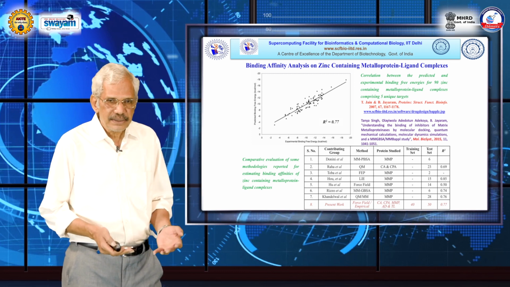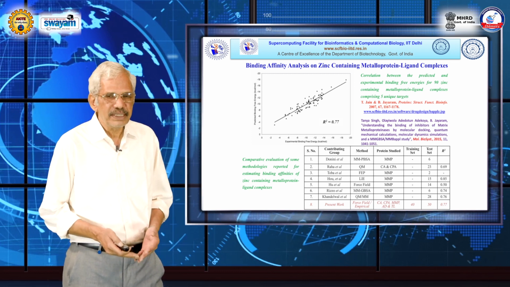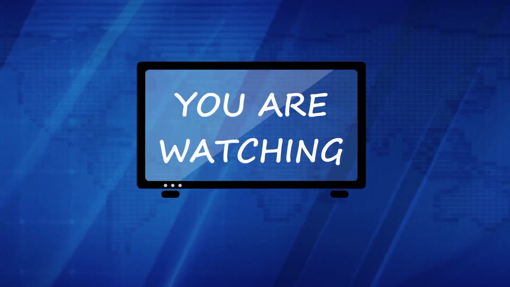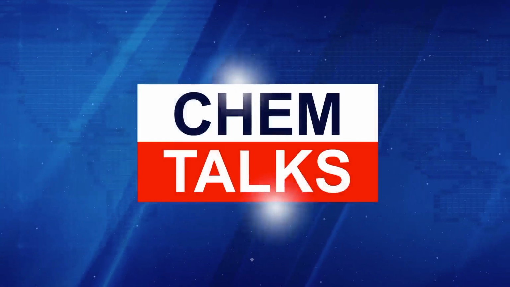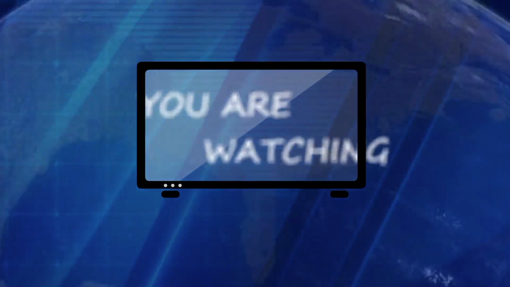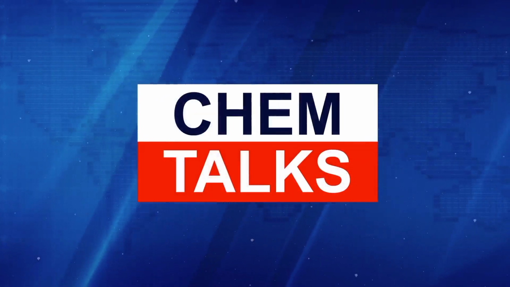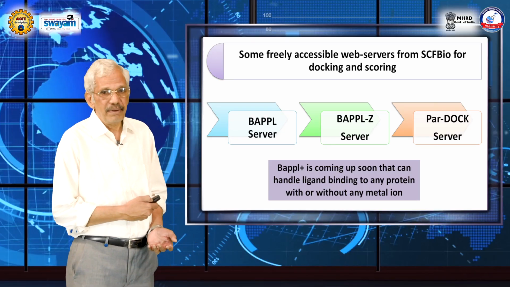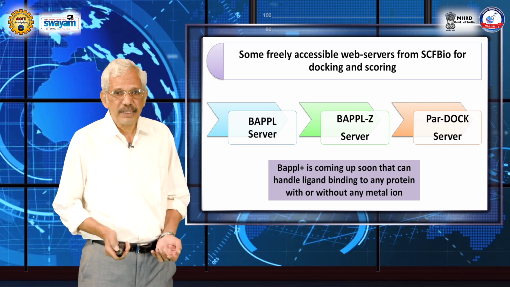And if there are metal ions in the protein, no problem. We can still do a quantum calculation and then evaluate the charges, and then use the traditional docking scoring methodologies with the metal ion as a part of the protein target. So here are some softwares which are available like BAPPL Plus, and this ParaDock methodology.